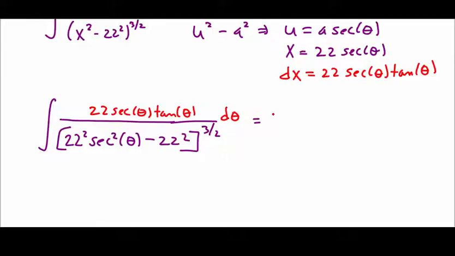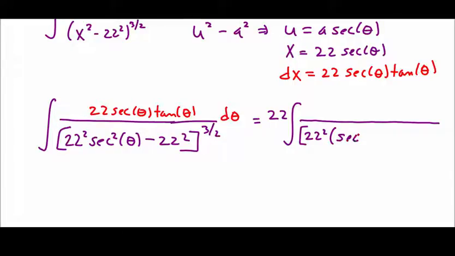Okay, rewriting. Now notice I have this 22 I could pull out front. I could leave it in as well, but I'm just going to pull it out front for now. In my denominator, I also have a 22 squared that's common. So I have this 22 squared that I could factor out, and it'd be left with secant squared of theta minus 1. Now all of this is raised to the 3/2. Not just the secant squared theta minus 1, but the 22 squared as well, so that's why it's all in brackets. And then my numerator is secant theta tangent theta. And of course my d theta, don't forget that.